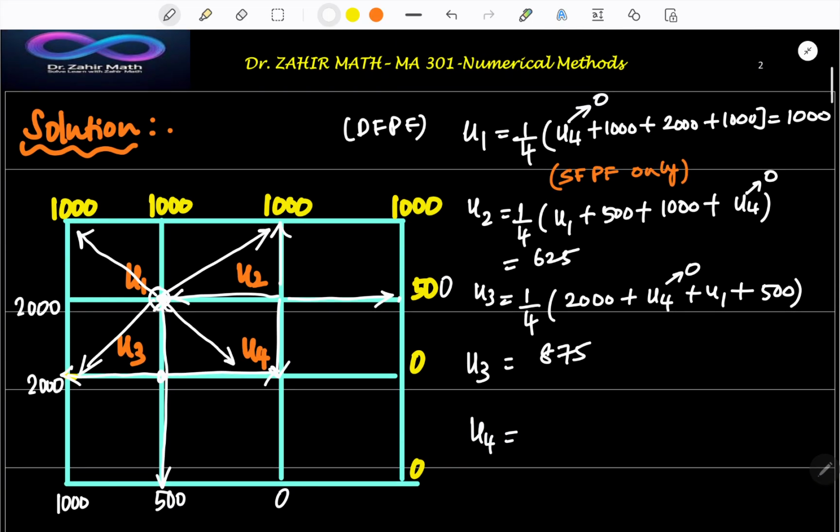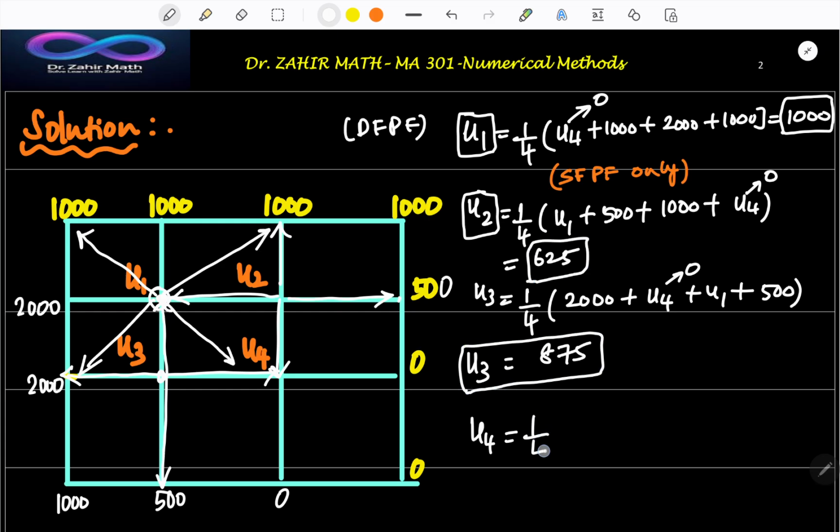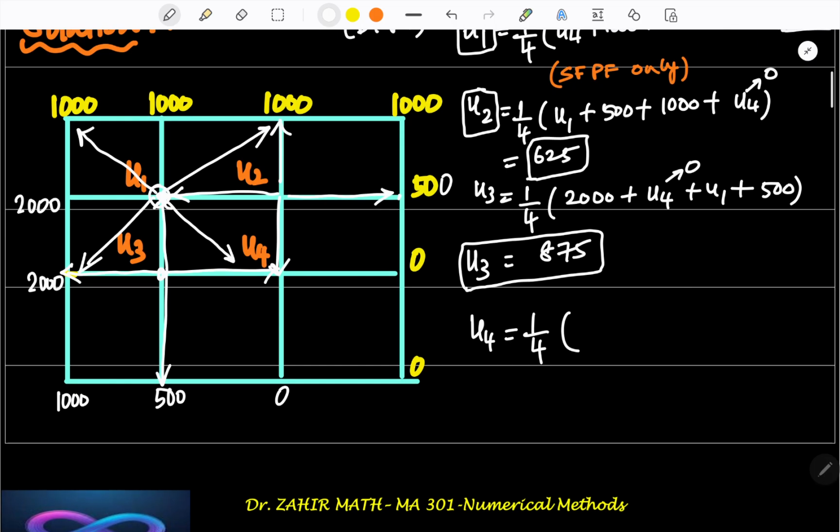So let me box it so that we will not make mistakes. u1 is 1000. This is u1, right? And u2 is 625. u3 is 875. u4 is 1 by 4 standard 5-point formula.